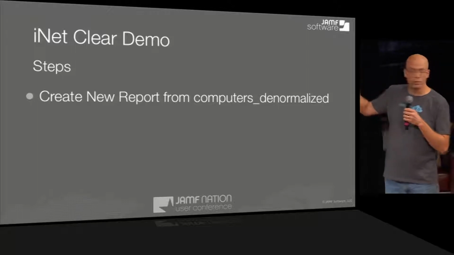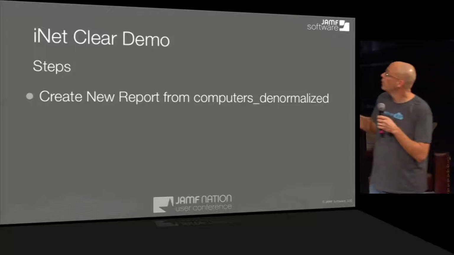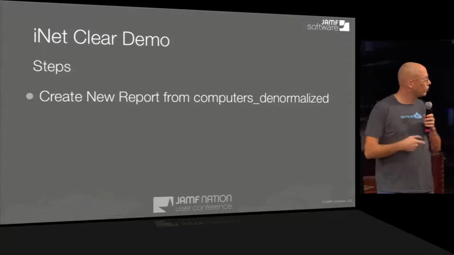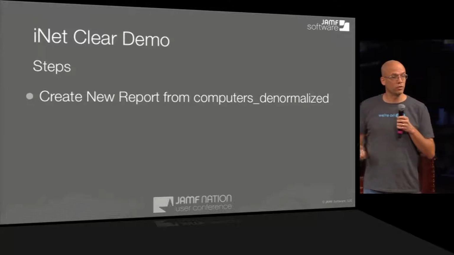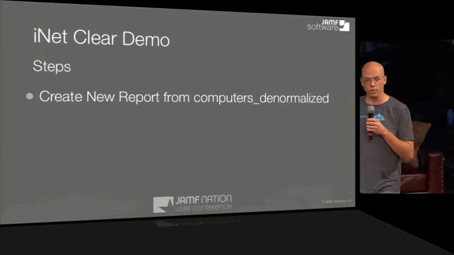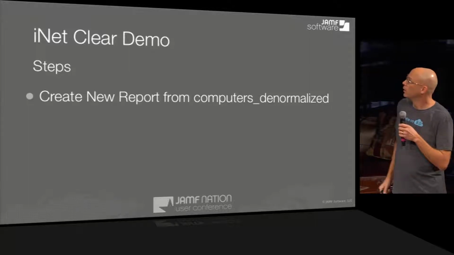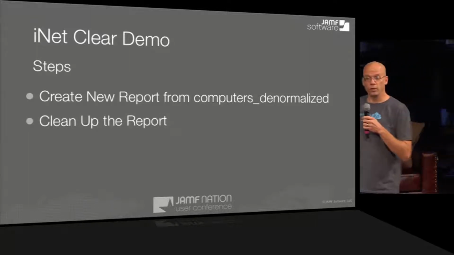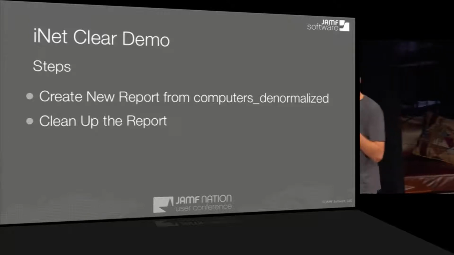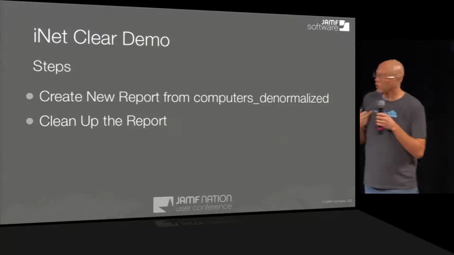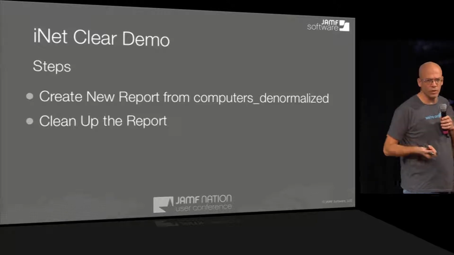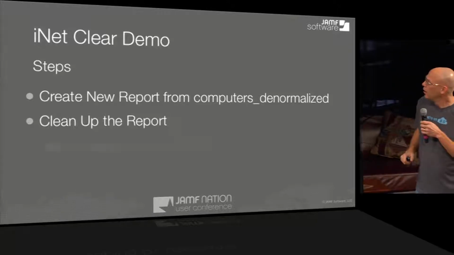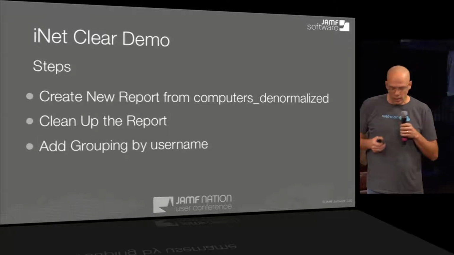So we're going to start with, we're just going to create a new blank report, and we're going to use that computers_normalized table that Dave was talking about that's new in 9.0, which it's magic, the way you'll be able to go after stuff. Once we run it, you'll see how ugly a report I can create with that. We're going to clean it up a little bit, show you some of the things you can do there, and then we're going to add some grouping by username.